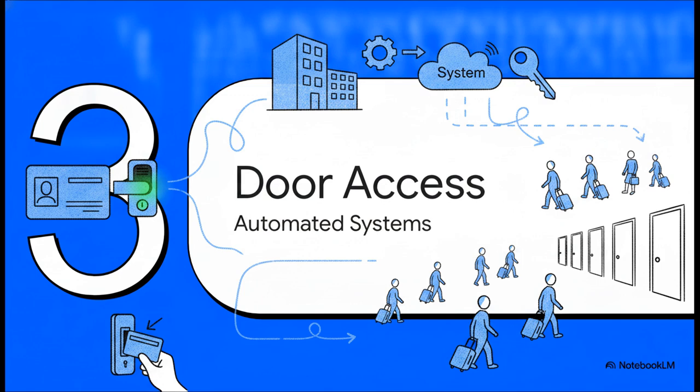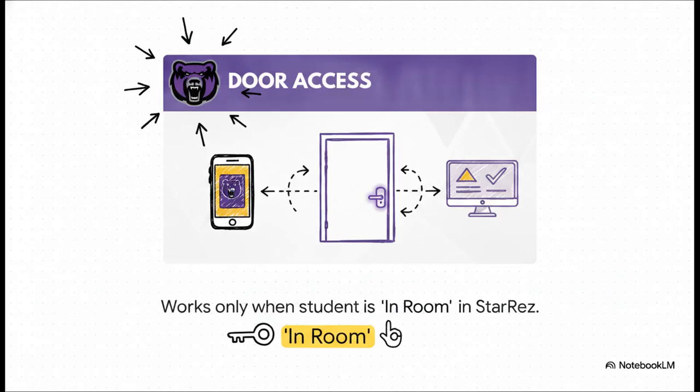All right, Section 3, Automated Door Access. So, for a student's mobile BearCard to actually unlock a door, 2 things have to happen. First, the card has to be in their wallet, like we talked about earlier. But second, and this is your time to shine, the student must be officially checked in and marked in room in StarRez. Those digital locks will absolutely not budge until StarRez gives the green light.